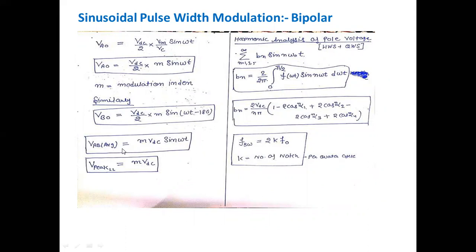Similarly, here you can find the VAB. VAB you can easily find by subtracting these two, and the plus peak to peak voltage, line to line, will be MVDC, because this is your maximum voltage. Okay. Now calculate the harmonic analysis, or the Fourier series, of the pole voltage.